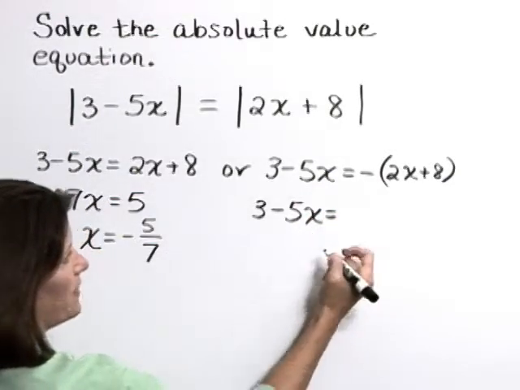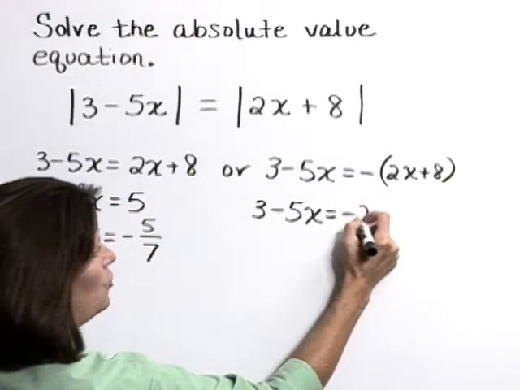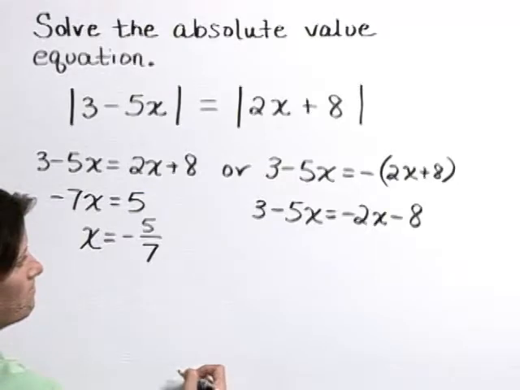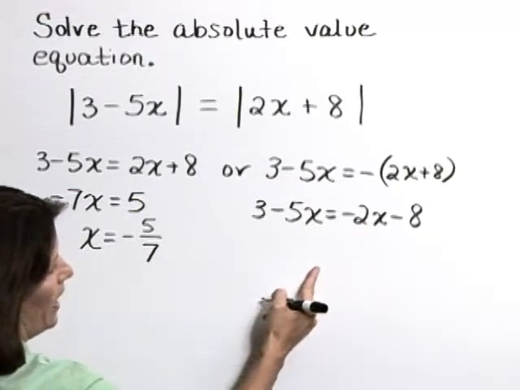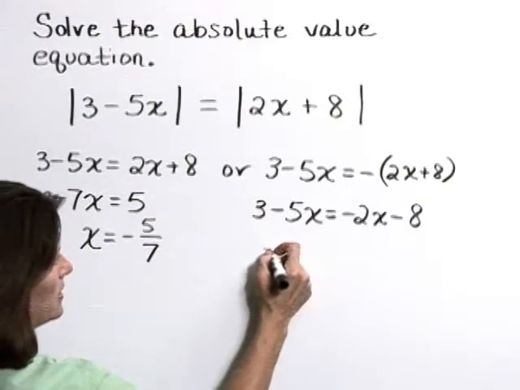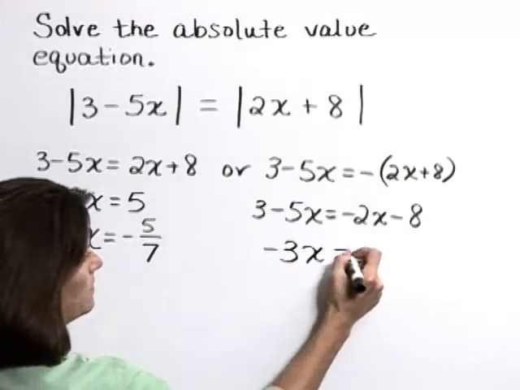With our second equation, let's start by distributing our minus sign through the parentheses. So 3 minus 5x is equal to a negative 2x minus 8. Now let's add 2x to both sides. Negative 5x plus 2x is a negative 3x.